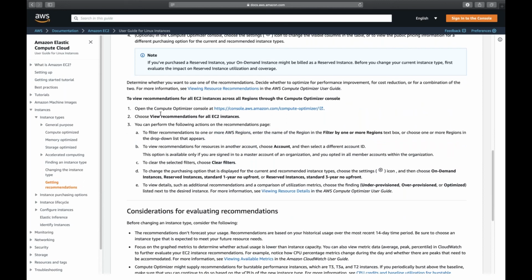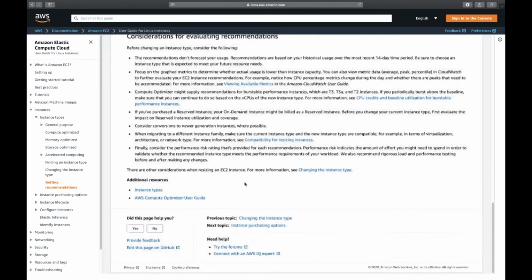How do you do it? Open the console. So basically, the console and Compute Optimizer will get you to that console, and from there you evaluate it. Okay.